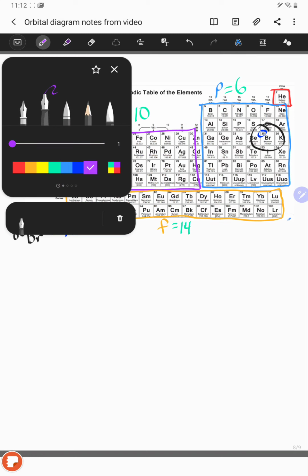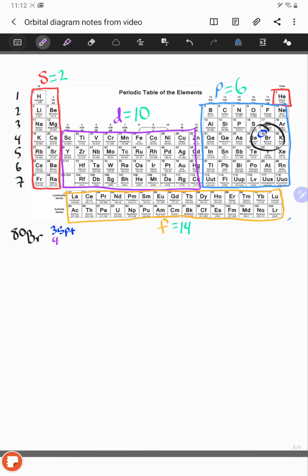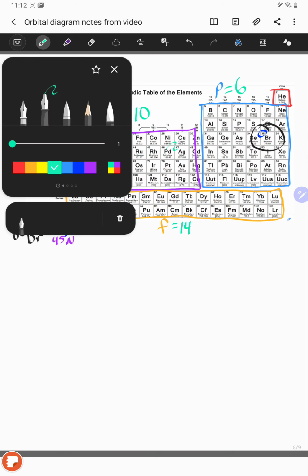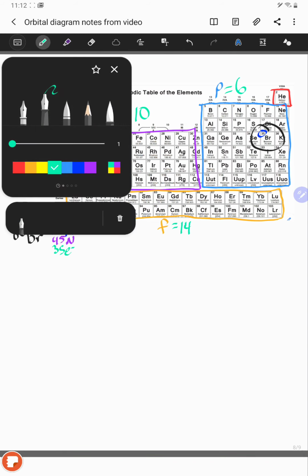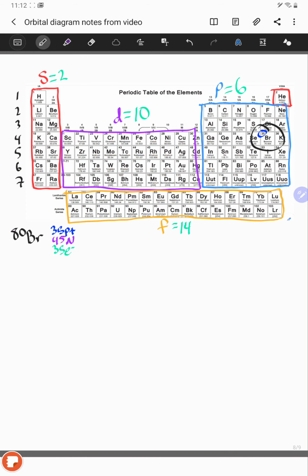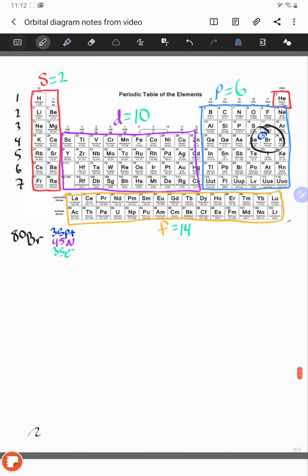And then it has 45 neutrons. And it has 35 electrons. All right. The electron number is going to be what's important for this orbital diagram.